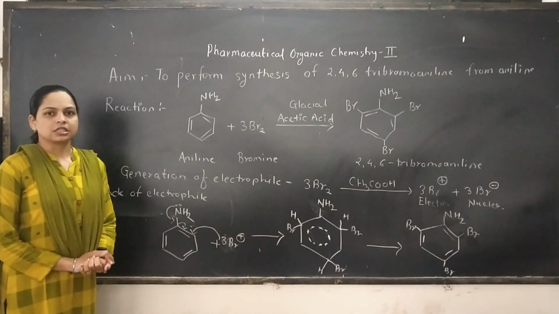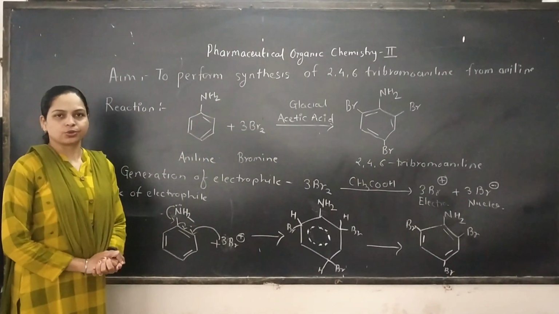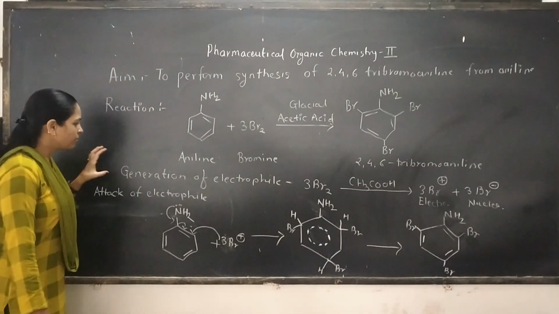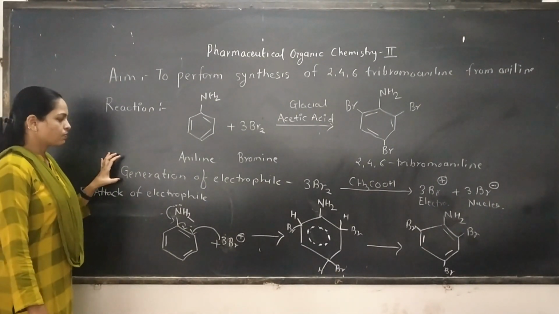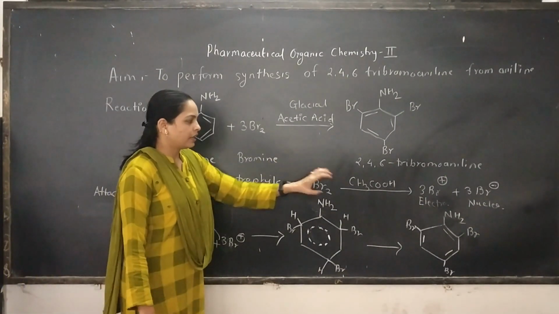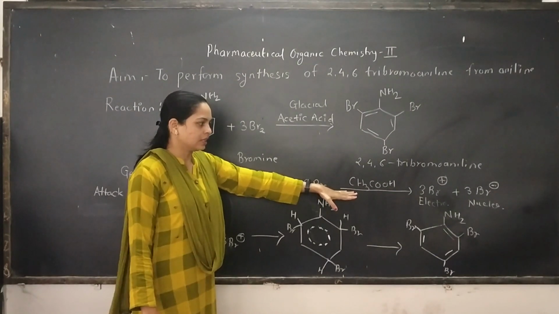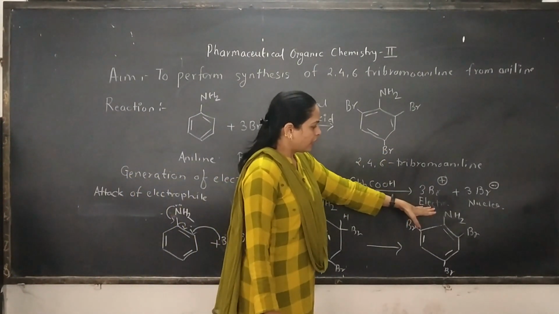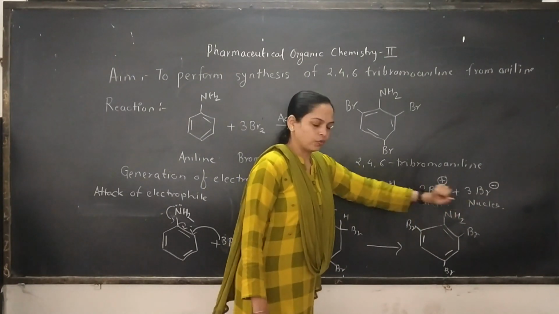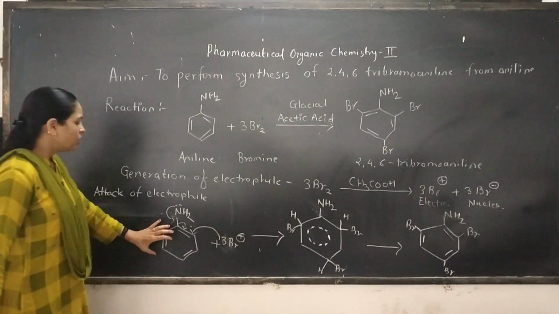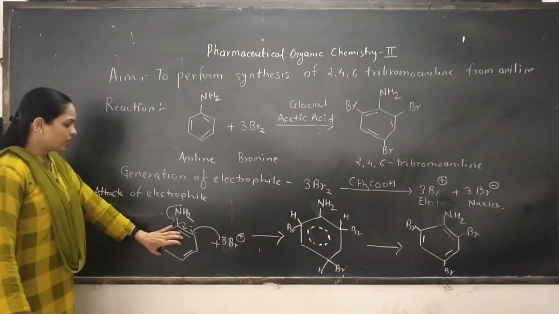This reaction is an electrophilic substitution reaction. So, the mechanism for this reaction: the first step is generation of electrophile. When bromine reacts with glacial acetic acid, it undergoes hydrolysis to form electrophile and nucleophile. Now this electrophile attacks the benzene ring of the aniline.